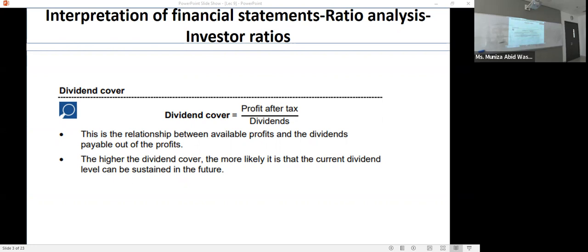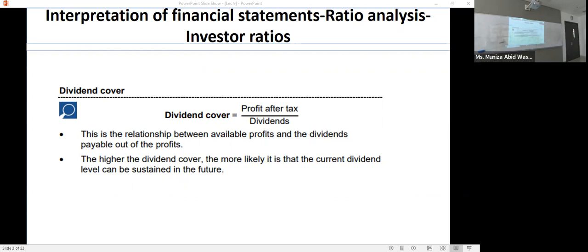The higher the dividend cover, the more likely is that the current dividend level can be sustained in the future. So if we see that the level of this ratio is increasing with the passage of time, it means that the organization is in a more secure and safe position. And in the future also, the dividend amount could be sustained. The same amount of the dividend could be given by the company in the future as well.